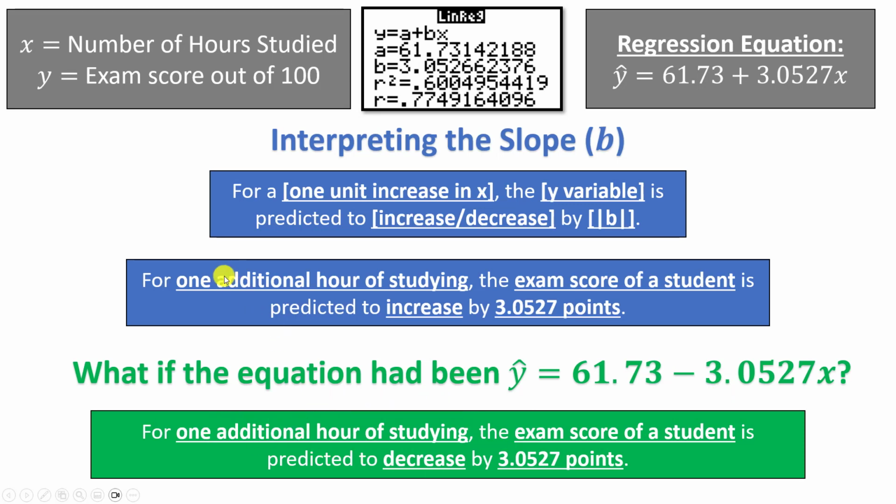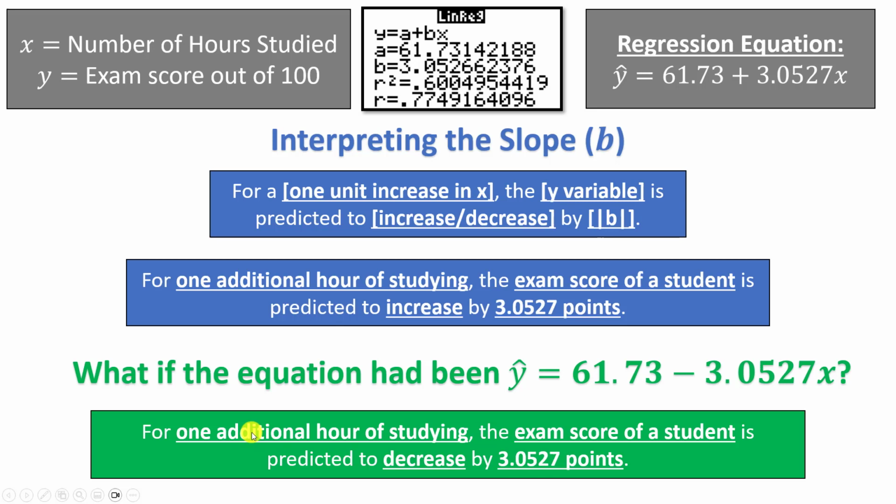So we would still have 1 additional hour of studying, and we would still have the exam score of a student is predicted to, but the difference here is instead of having the word increase, we would have decrease, since we have a negative value, but we would still write the positive version of the slope. That's kind of what this absolute value is telling us here. We should always write the positive version of the slope.